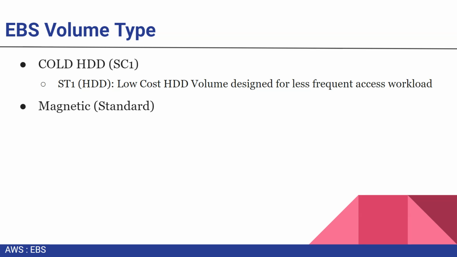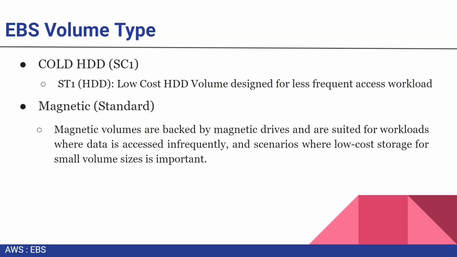And the last one is magnetic, and the volume type name is standard. That's a previous generation volume type. Magnetic volumes are backed by magnetic drives and are suited for workloads where data is accessed infrequently, and where low cost storage and small volume size are important. So these 5 are the EBS volume types.